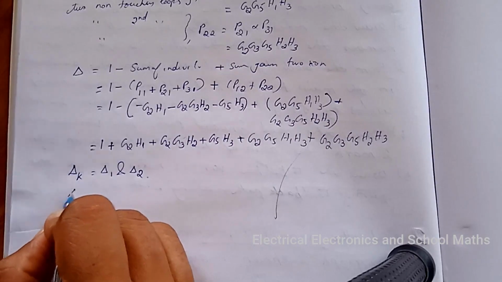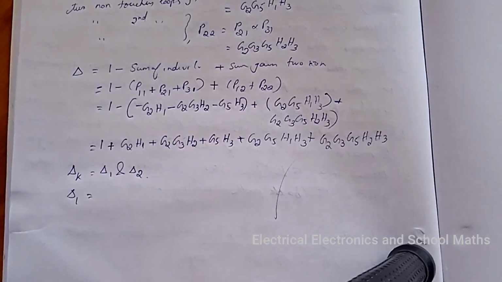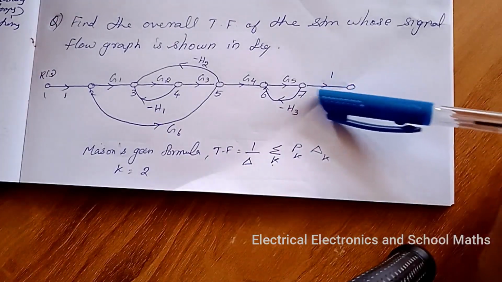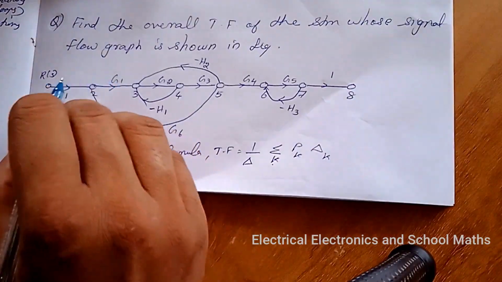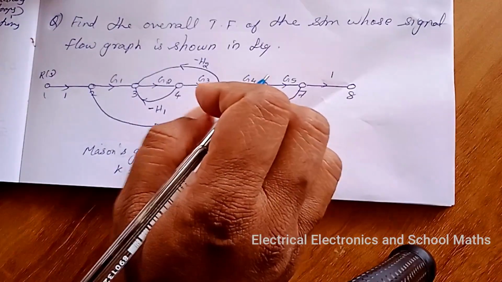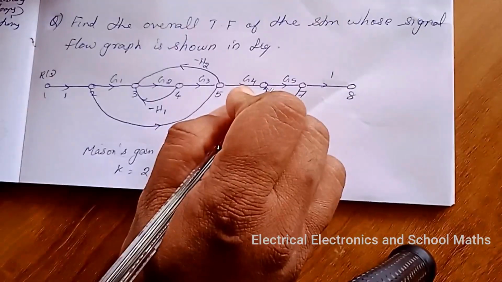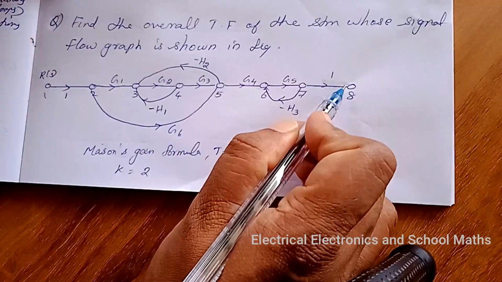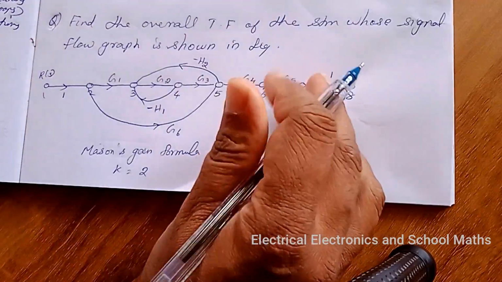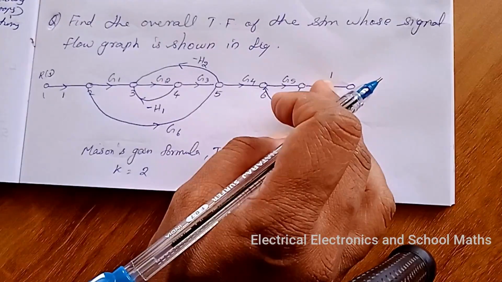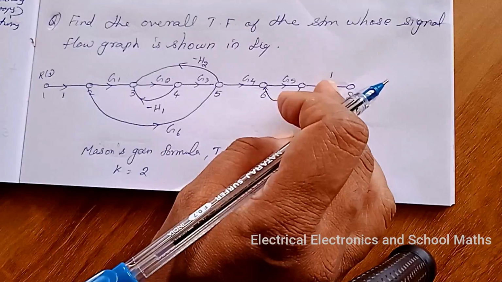And delta 1 equal to. So how will you find delta 1 and delta 2? Delta 1 is delta for that part of the graph which is not touching the first forward path. So this is the first forward path. And what is delta? Delta means 1 minus sum of individual loop gains plus sum of gain product of all possible combinations of two non-touching loops plus etc.